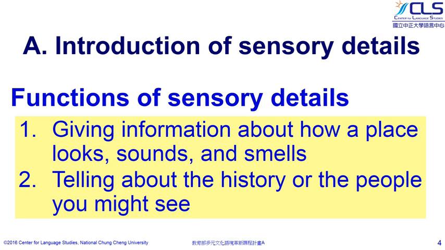The functions of sensory details are: 1. They give information about how a place looks, sounds, and smells. 2. They might also tell about the place's history or the people you might see there.